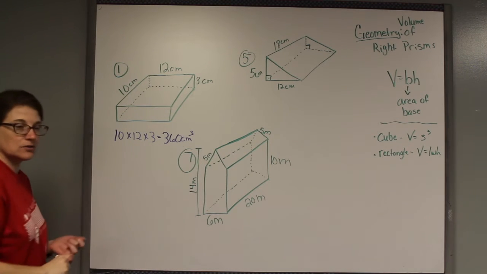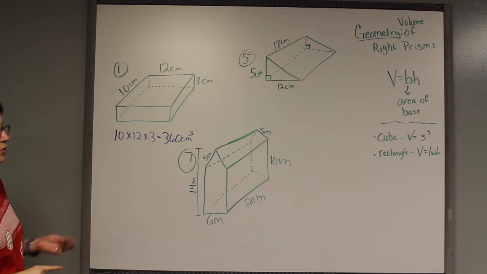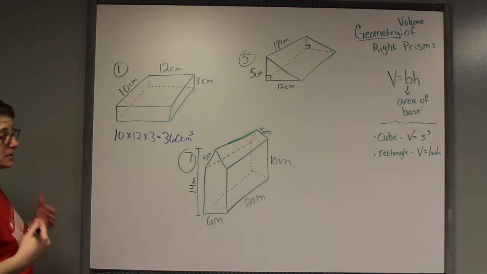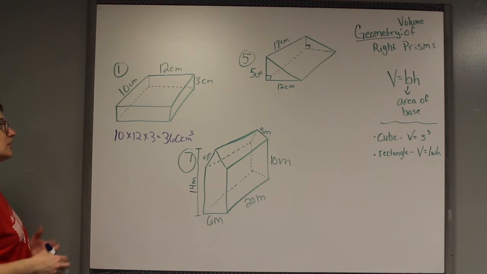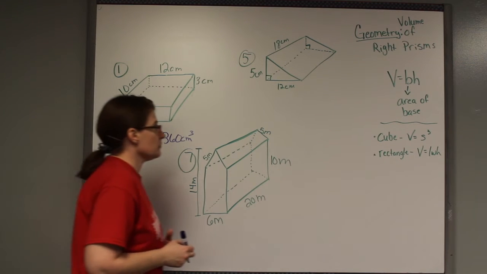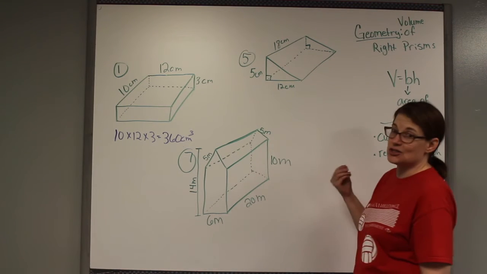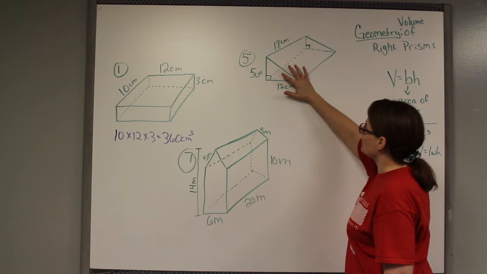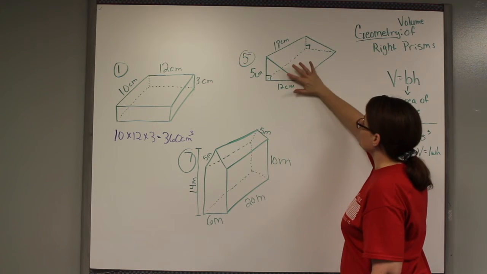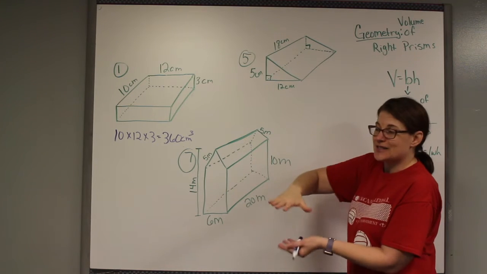Okay, so rectangles are fairly simple. Cubes will be really simple. You're just going to cube whatever number they gave you for the side, or multiply it by itself 3 times. Triangles, you want to find the area of the base. Now the base would be the shape that we're talking about. So in this case, the 2 triangles, that is the base. It should be standing on that.